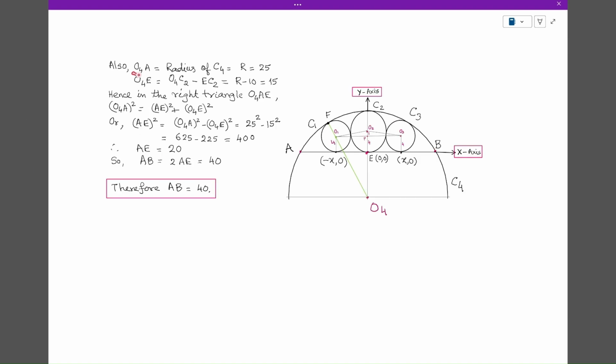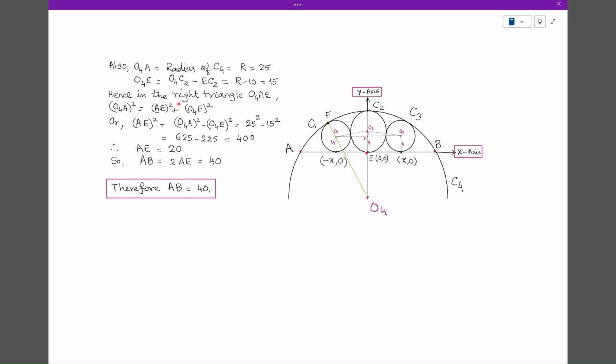Since O4F, that is the radius of the big circle C4, is equal to R, which is 25, we get O4E is equal to O4C2 minus EC2, that is R minus 10, which is 15. So this is R minus the diameter of this circle, which is 10. Therefore, it is R minus 10, and R being 25, it becomes 15.